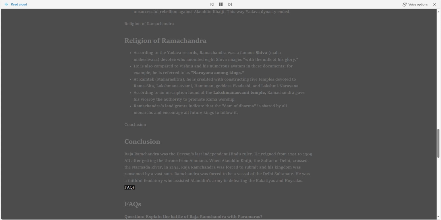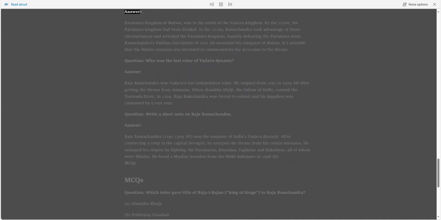FAQs. Question. Explain the battle of Raja Ramchandra with Paramaras. Answer. Paramara Kingdom of Malwa was to the north of the Yadava Kingdom. By the 1270s, the Paramara Kingdom had been divided. In the 1270s, Ramachandra took advantage of these circumstances and attacked the Paramara Kingdom, handily defeating the Paramara army. Ramachandra's Paithan inscription of 1271 AD mentions his conquest of Malwa. It's possible that the Malwa invasion was intended to commemorate his accession to the throne.